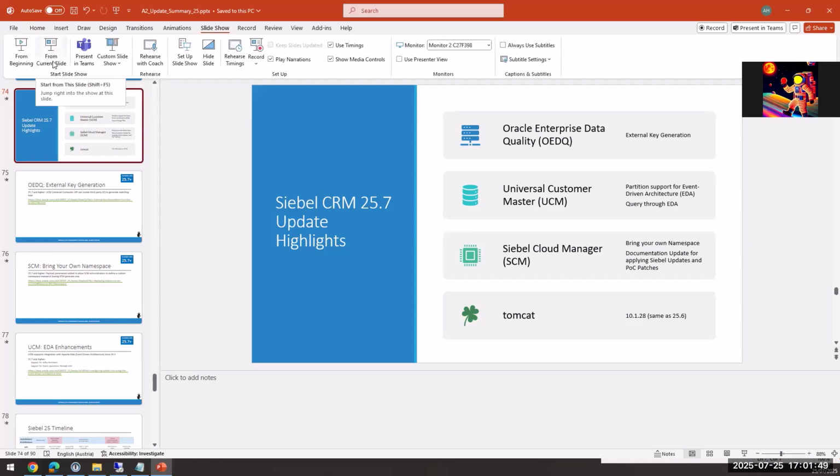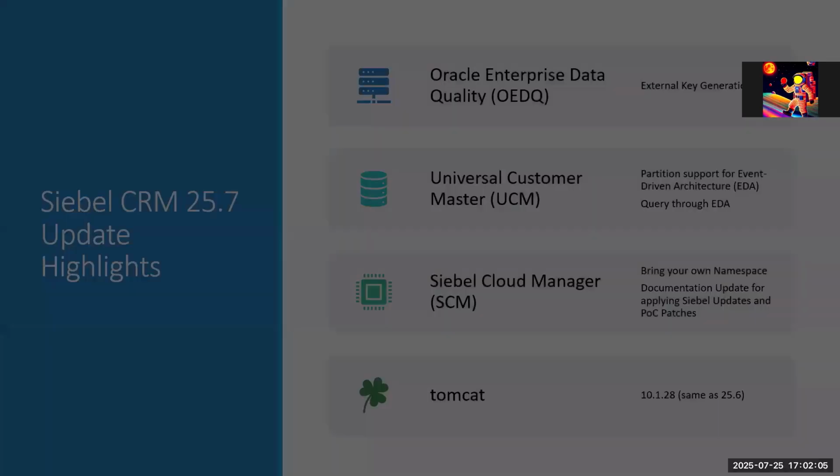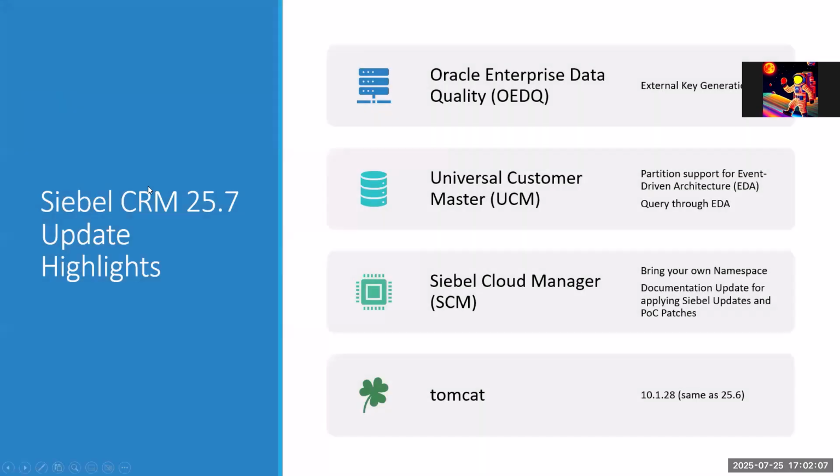It's the last Friday of July, and it's been a while since the last Siebel update was out. You might have noticed Oracle was super fast this month. It was the 11th of July when 25.7 came out, if I'm not mistaken. And so that's a new record there.